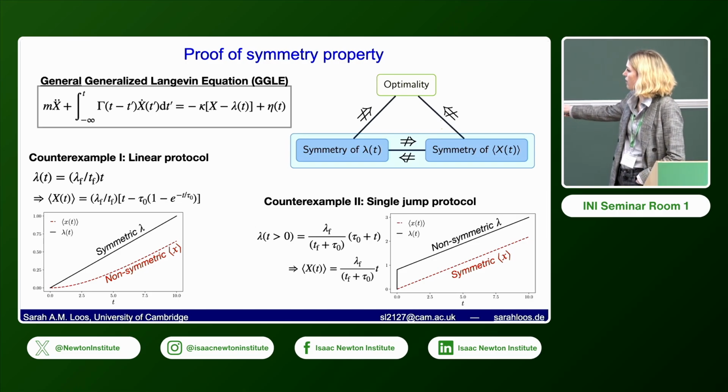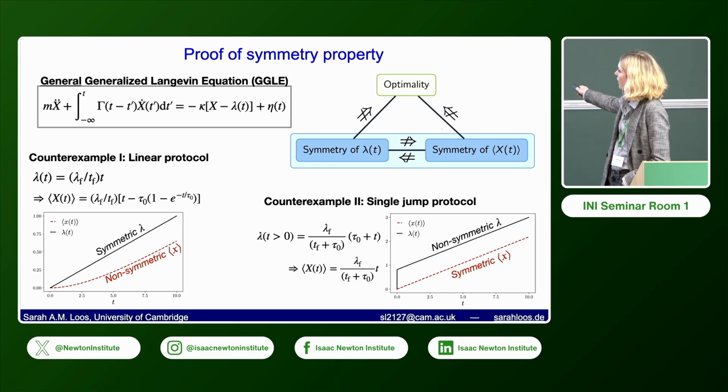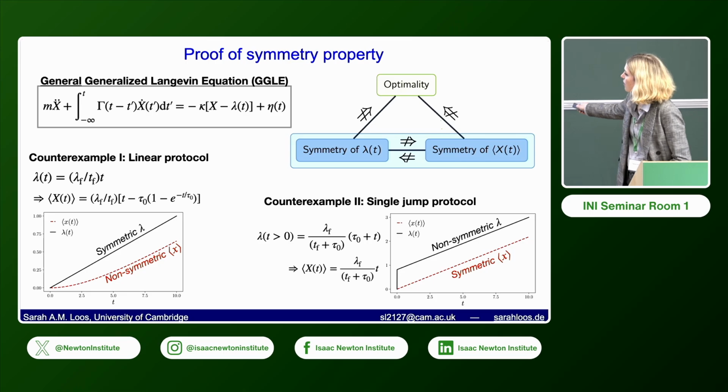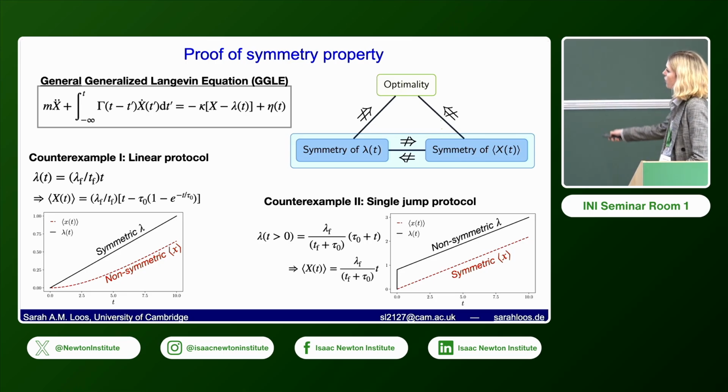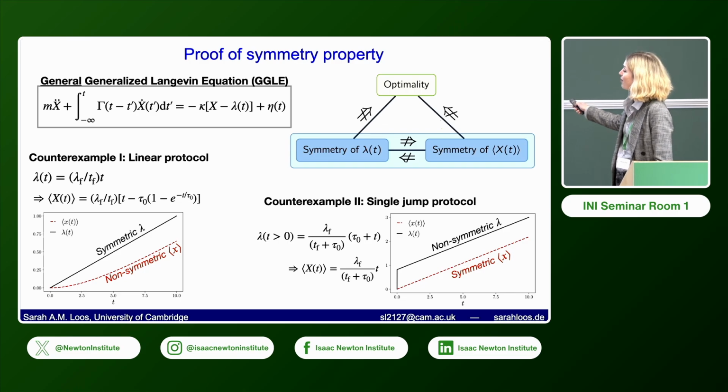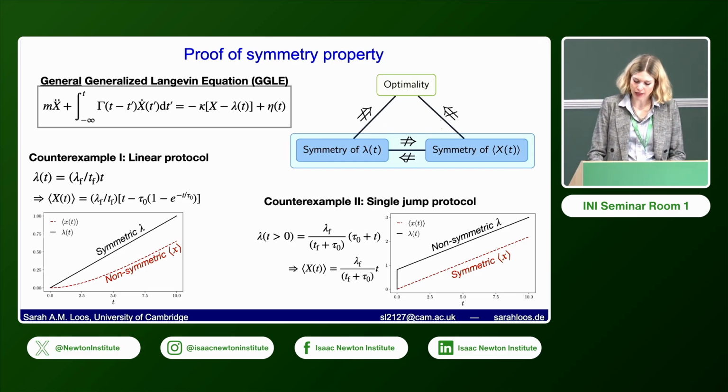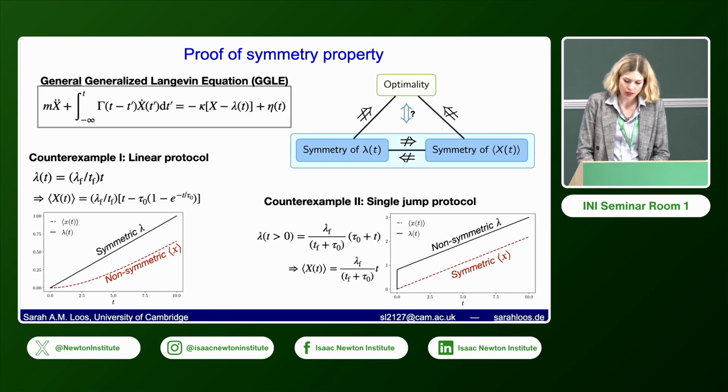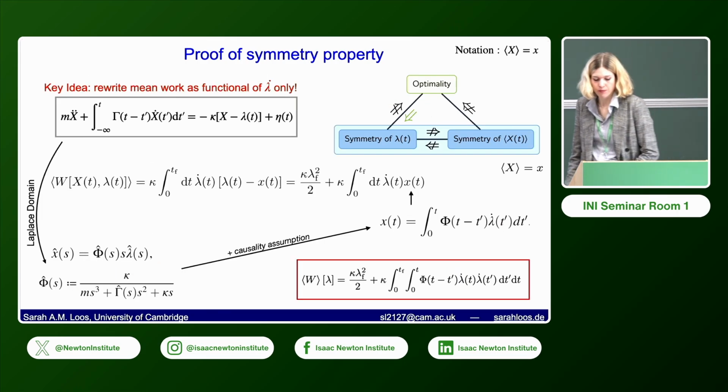The other directions can also be shown by a counterexample. You can construct a protocol that has a single jump in the beginning and no jump at the end. So this is clearly non-symmetric, yet the corresponding particle trajectory is symmetric. So that tells you that having a symmetric trajectory doesn't imply a symmetric protocol and also doesn't imply an optimal solution. But what about the remaining possible implications?